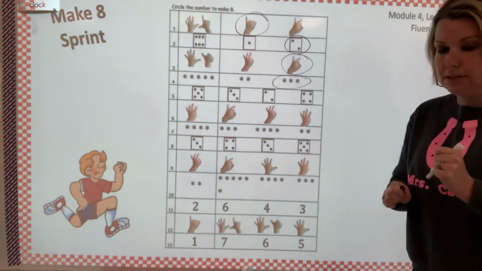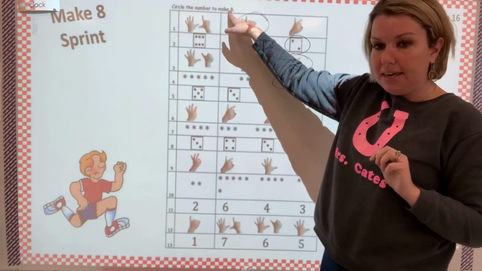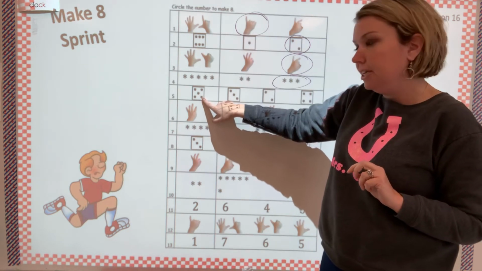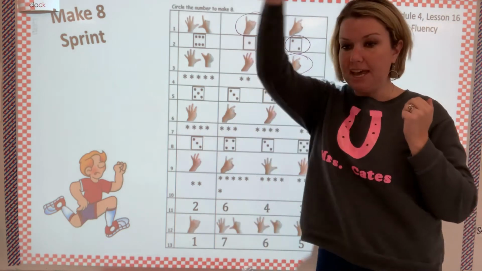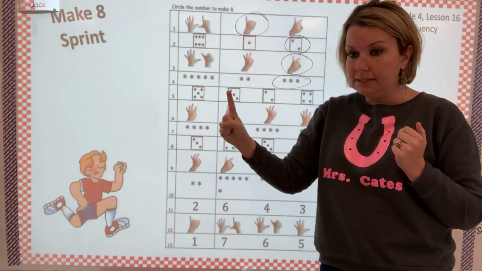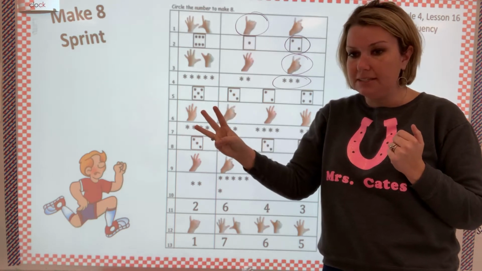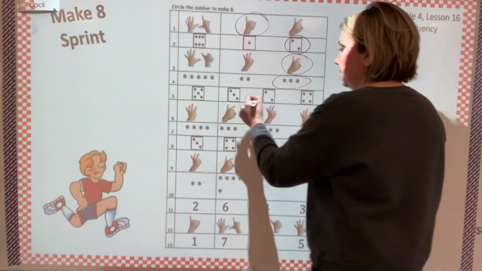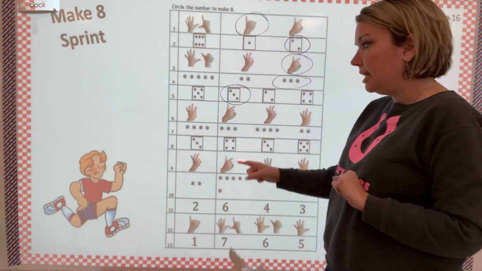Here's another way you can do it. I know I need to make 8. How many dots are here? Show me with your fingers. How many dots are on this dice? 5. I'm going to put 5 in my head, and I'm going to count on to 8. 6, 7, 8. How many more do I need to get to 8? How many fingers? 3. So I'm going to circle the one with 3 dots. That's another strategy.